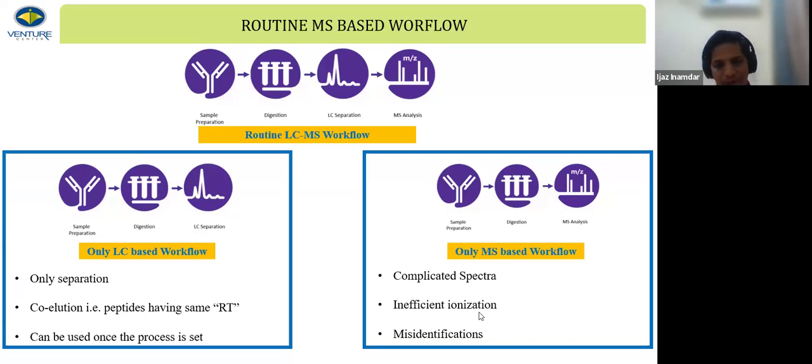So it will not be able to efficiently ionize those molecules. But if I use LC to partially separate the peptides, then it might receive 1 or 2 peptides per second or something like that, and it will be able to efficiently ionize it. Because if I efficiently ionize it, my chances of misidentification are less.